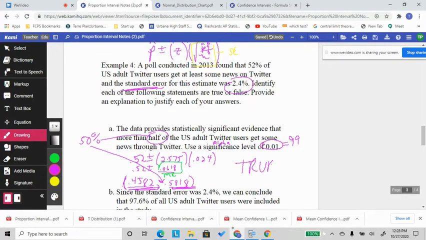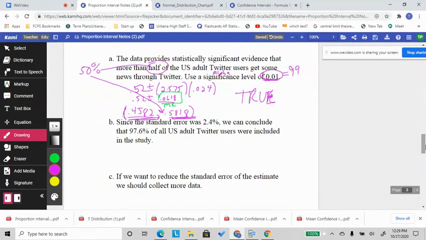There is evidence at a 99% confidence interval or a 1% alpha. These two things are the same. All right. So 50% is inside this interval. And I'm saying, hey, I think it's between 46-ish and 58%. So I'm saying that it is between those two numbers. And is 50 in between those two numbers? Yes. So that one is true. All right. Let's look at the next one.